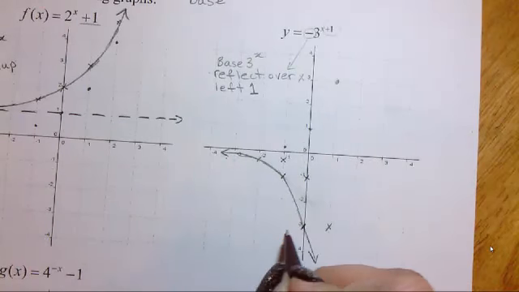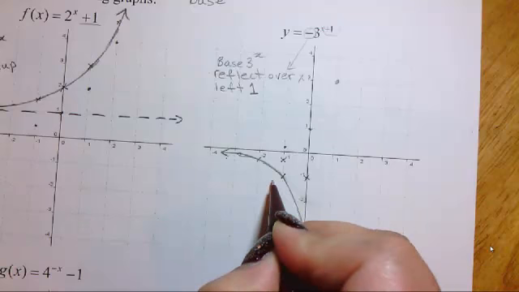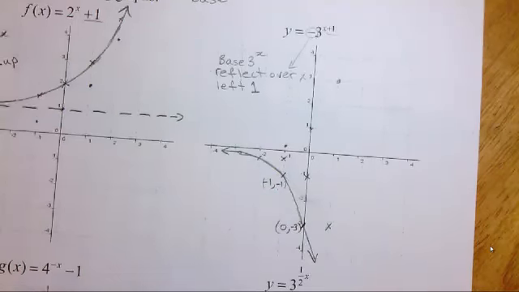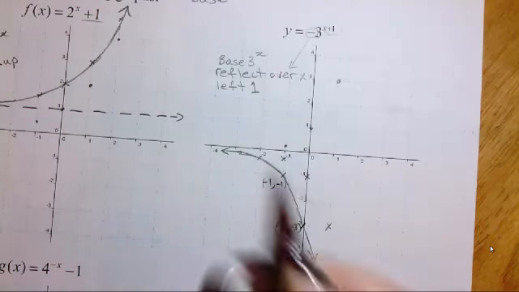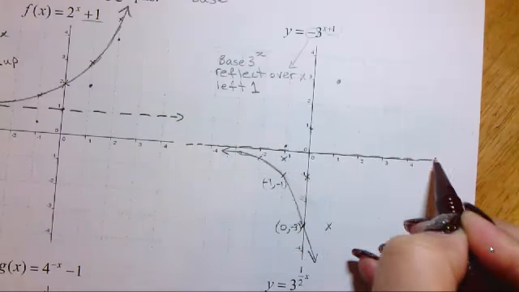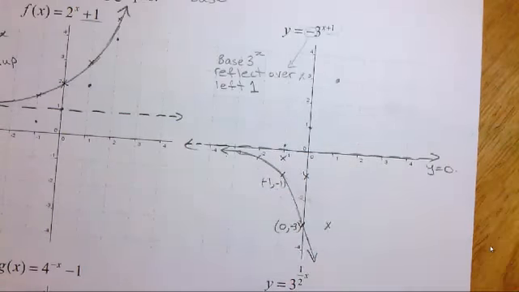So just for safety, let's just write in the points. -1, -1. Okay, a couple of points there just for giggles. And let's put in our asymptote here. Okay.